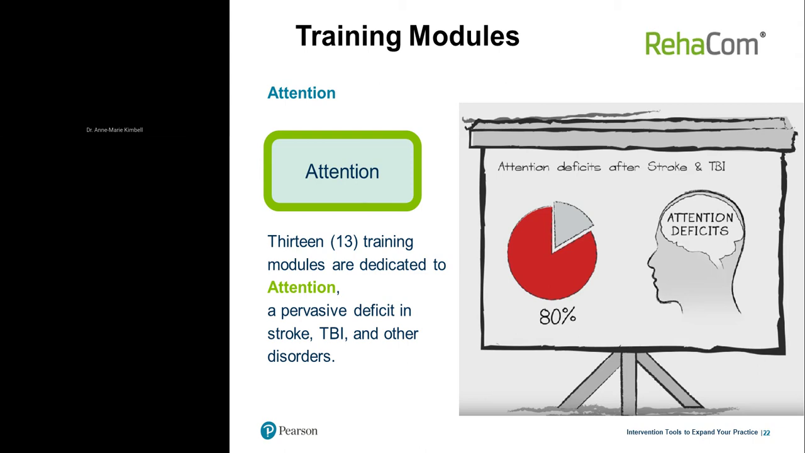So let's look at some of the training modules real quick. Approximately 80% of stroke and TBI patients suffer from attention deficits, and so RehaCom has 13 attention modules. This large number of modules is really necessary because attention deficits are most common after stroke and TBI, and they're mostly related to degenerative and other diseases as well.